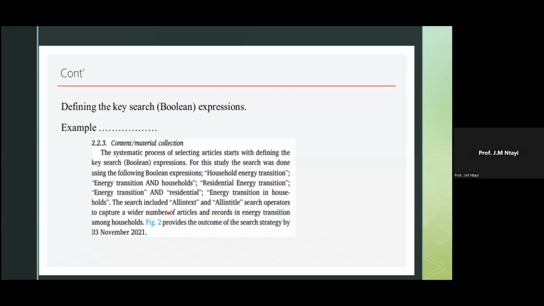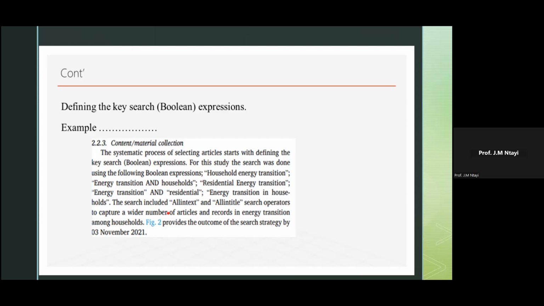For example, this is again one of the papers Prof and the team published. So we set out to ask ourselves, we are talking about household energy transition, but how do we pick these papers? So we sit down and select possible words or statements, short statements, such terms, Boolean terms, that we can put in the search engine there, and then we'll be able to see if we collect as many as possible journal articles that we are interested in. That will help us answer the questions that we want to answer.